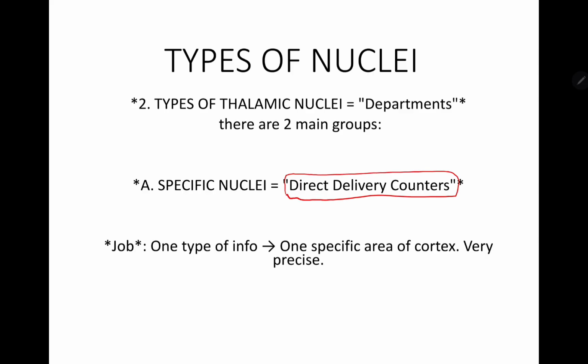So why are they called the direct delivery counters? Because their job is to collect one type of information and send it to one specific area of the cortex. So very precise it is. One type of information to one type of cortex. It is sending to only one type of cortex. So it is very specific in nature.